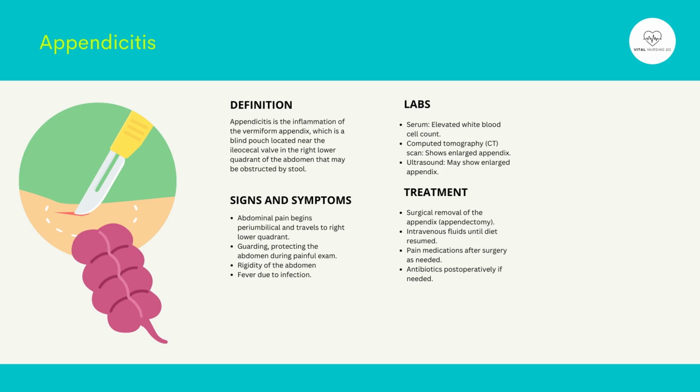To avoid further irritation of the intestinal area, the patient must be placed on NPO status. Because the patient is on NPO status, the patient will receive intravenous fluids until diet is resumed. Pain medications after surgery may be used as needed. Preoperatively, pain medications are taken with caution to keep patients aware of any increased pain from a potential appendix rupture. Antibiotics may be given postoperatively if needed.